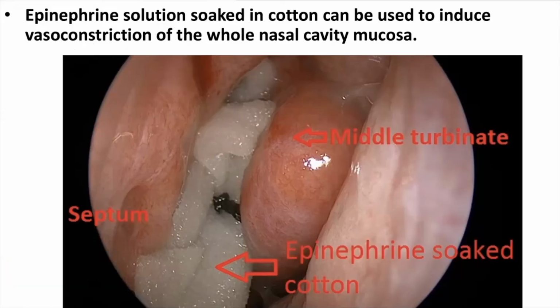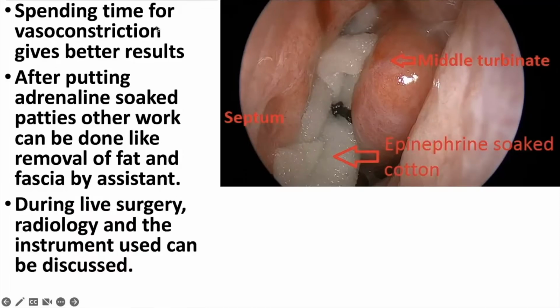Epinephrine solution soaked patties are used to induce vasoconstriction of the whole nasal mucosa, and sufficient time should be spent. You should also identify the normal structures. This is the septum, this is the middle turbinate, and these are the patties placed in between the middle turbinate and the septum to lateralize the middle turbinate. Spending time for vasoconstriction gives better results. Otherwise, there may be constant oozing.